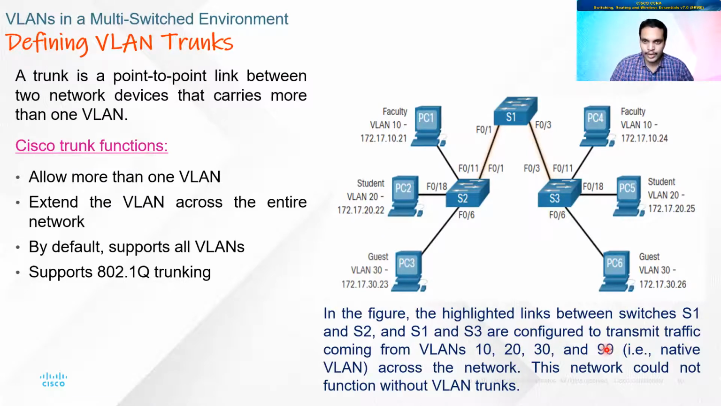I told you what we mean by native VLAN. If the traffic does not belong to any one of these VLANs, if it is untagged traffic, this should allow the untagged traffic also. For that, we define the native VLAN, and we are going to assign a number ID as 99. For the communication to take place in this network, it cannot happen without you defining the VLAN trunks.